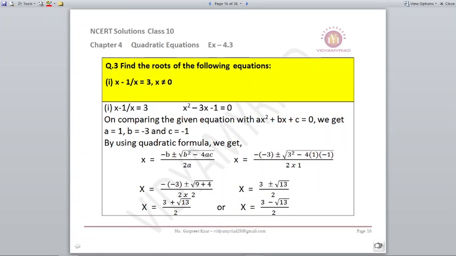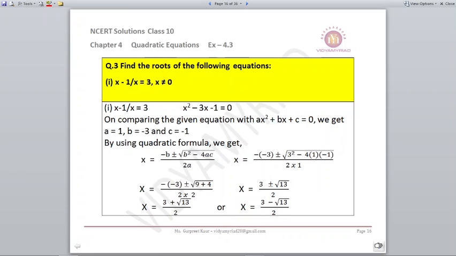Find the roots of the following equations. X minus 1 upon x is equal to 3. So take the LCM, solve it. You get the equation x square minus 3x minus 1 is equal to 0, which is in the form of ax square plus bx plus c is equal to 0. That is the quadratic equation. And we can find the values of a as 1, b as minus 3 and c as minus 1.